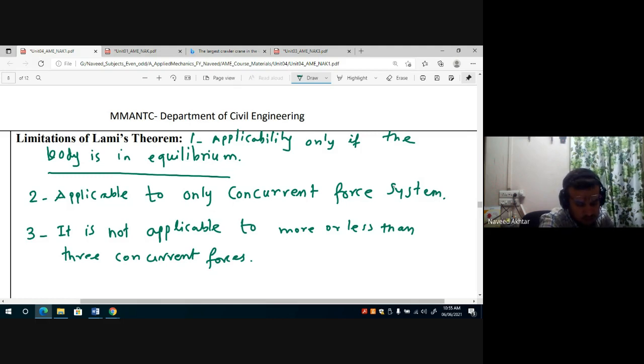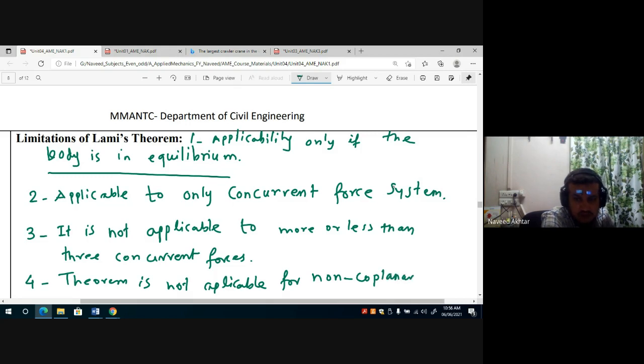And fourth one, the theorem is not applicable for non-coplanar force system. तो अगर आपका फोर्सेस एक प्लेन में नहीं है, आपका फोर्स एक कंकरेंट नहीं है, और फोर्स 3 से कम या 3 से ज़्यादा है, तो ये जो लामीस थ्योरम है ये एप्लीकेबल नहीं है. और एक कंडीशन है कि अगर आपकी जो फोर्सेस है वो इक्विलिब्रियम में नहीं है, तो ये थ्योरम आपका एप्लीकेबल नहीं है. तो these are the limitations of the Lami's theorem.